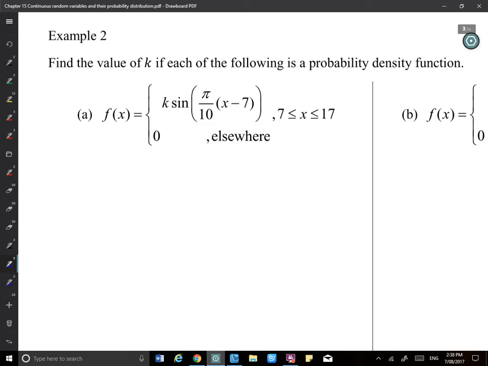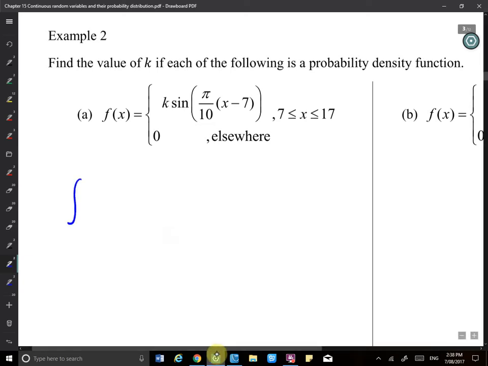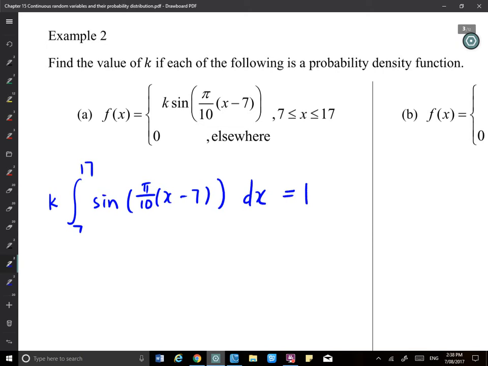So first of all, when you have this type, just forget about the all above 0, 1. Forget the first one, you directly start from the second rule, okay, the second one. Because the crucial thing is the area under the curve must be 1, in between 7 to 17. Then you will think about, okay, integral, this k can put outside, k sine(pi/10 x minus 7) dx, in between 7 to 17, and I need that to be 1.